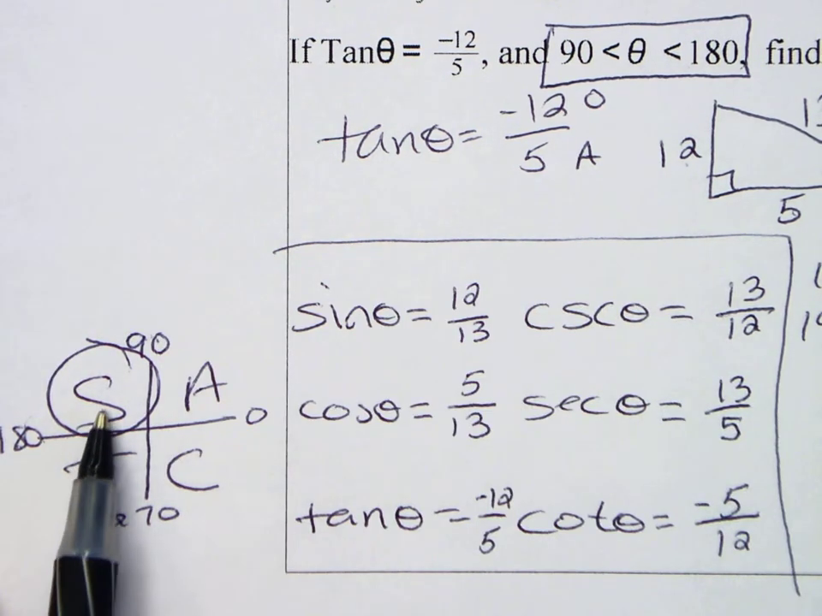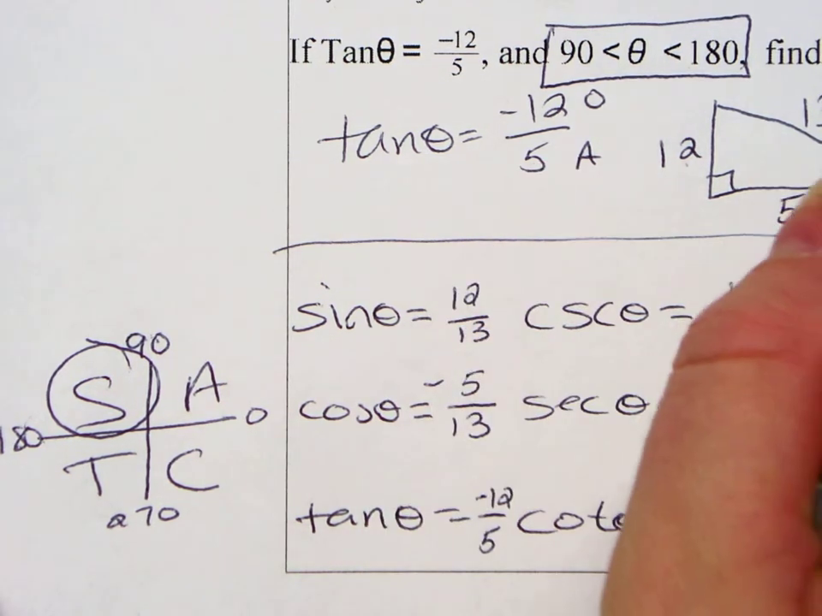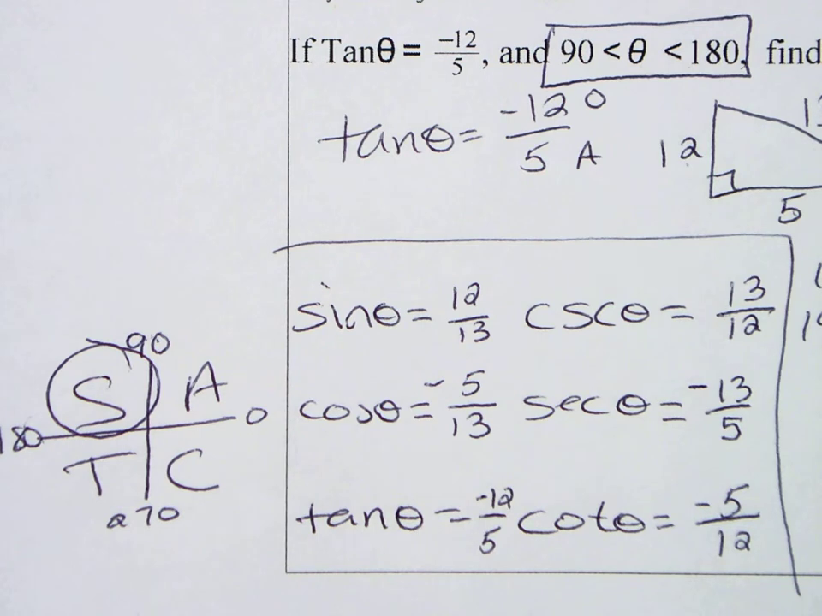So sine is positive, everything else is negative. So these two are positive, but I need to make my cosine and my secant negative. Right, and I'm done. Right, let's do one more.